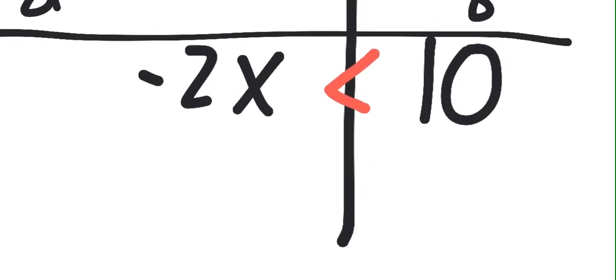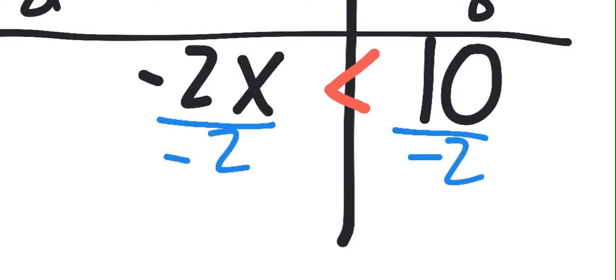This is the tricky part. This is what will get you on the test on Wednesday. That is a negative 2x. To undo it, I have to divide both sides by negative 2. When I divide by negative 2, my sign has to change the opposite way.